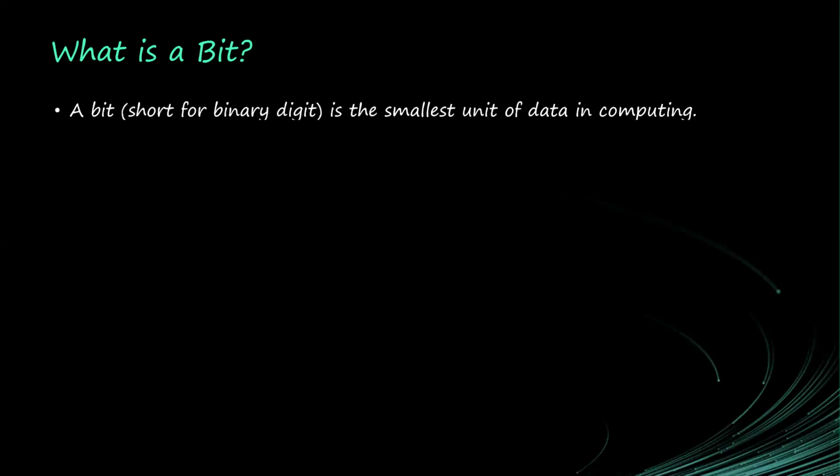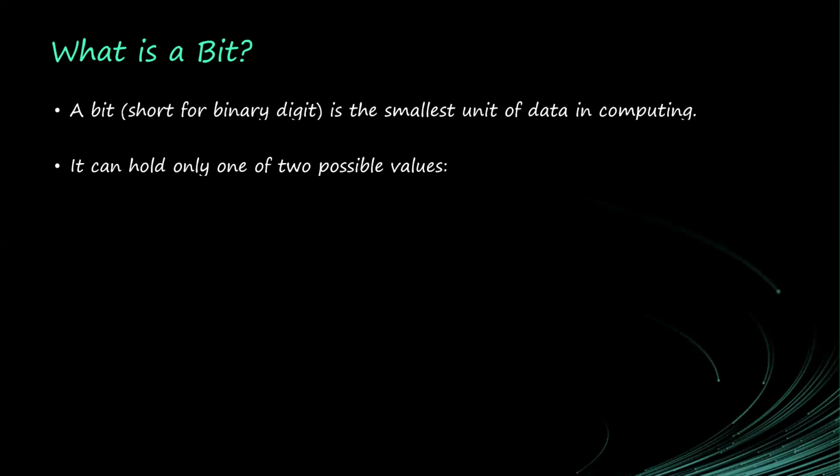So a bit is the smallest unit of data in computing. It can hold only one of two possible values. It's either holding 0 or it's holding 1. Do you understand?